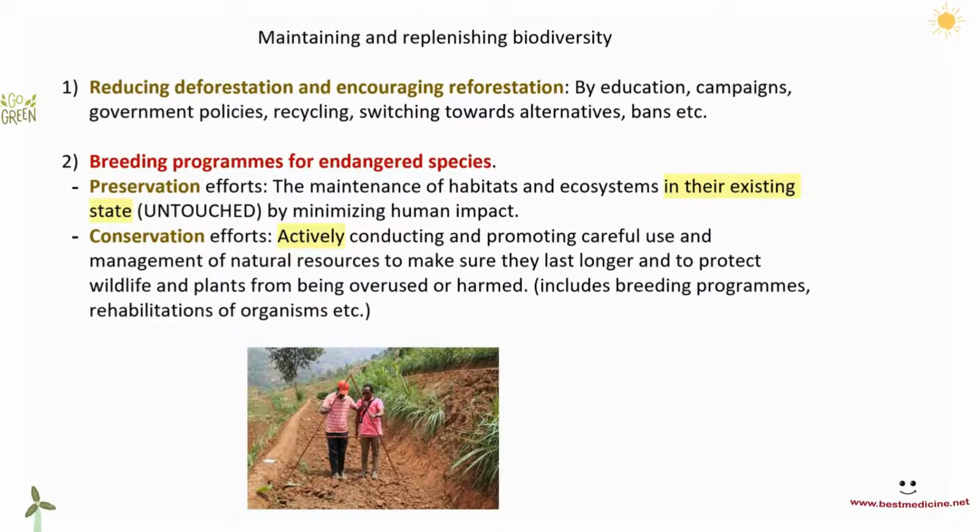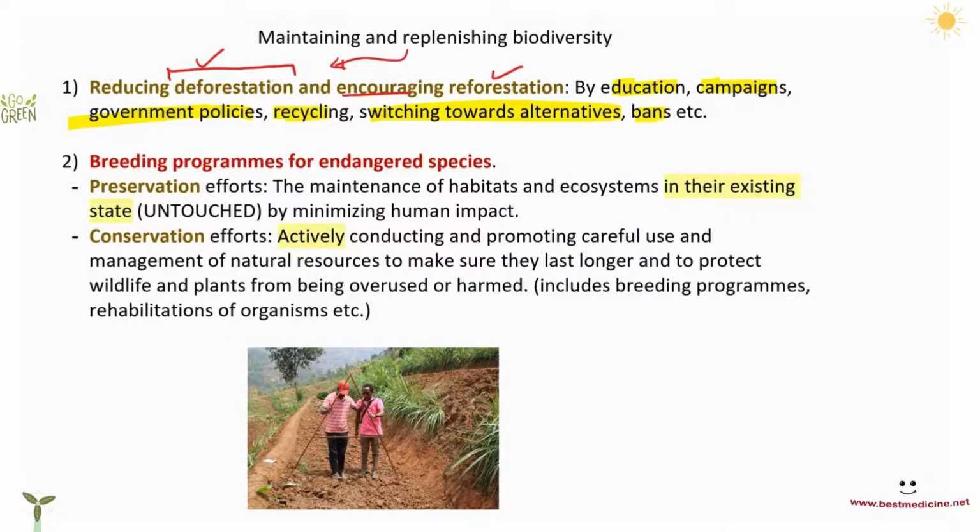Okay, so maintaining and replenishing biodiversity. How can we maintain and replenish biodiversity? Well, of course, number one that comes to mind, and this comes up again and again, not just directly in questions but also in other questions, is to reduce deforestation and encourage reforestation. We can do this through education, campaigns, government policies, recycling, switching towards alternatives, bans, etc. Number two, breeding programs for endangered species.